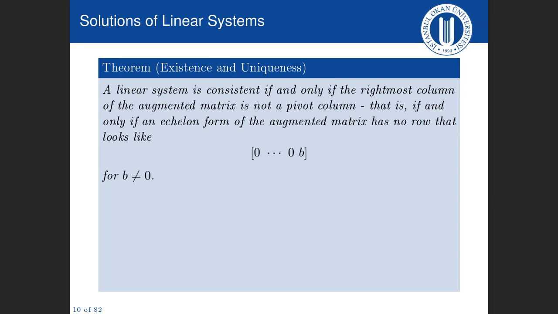So in other words, a linear system is consistent if and only if an echelon form for the augmented matrix does not have a row which looks like this: 0, 0, 0, 0, and then finally a number b which is not 0. If we have anything like this in our echelon form, then we know that the linear system is inconsistent.